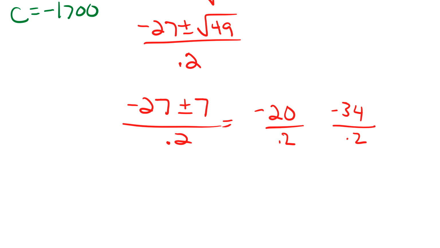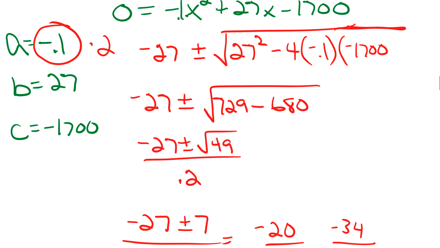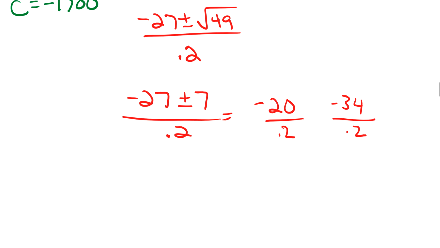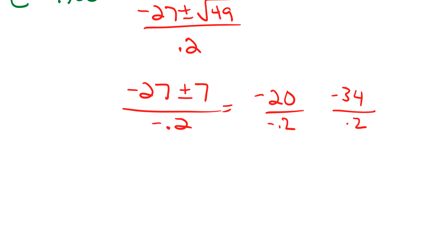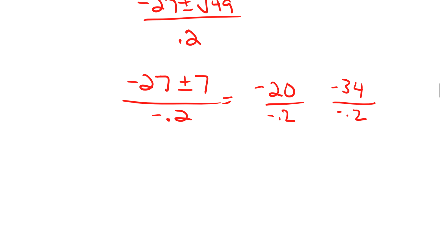I made one little mistake up here. I just realized that as I had indicated here, A, if that's 2A in the denominator, it's 2 times negative 0.1. So that means my denominator is negative as well. Negative 0.2. So now I can get my solutions here: 20 divided by 0.2, that equals 100. And 34 divided by 0.2 is going to give you 170.